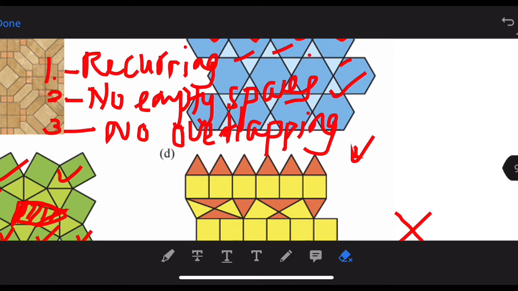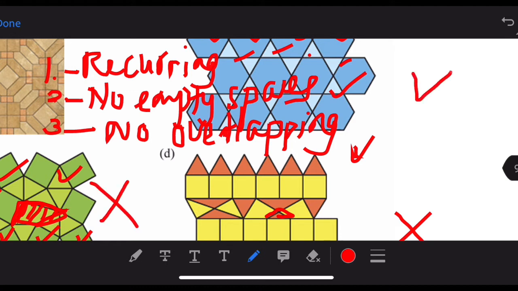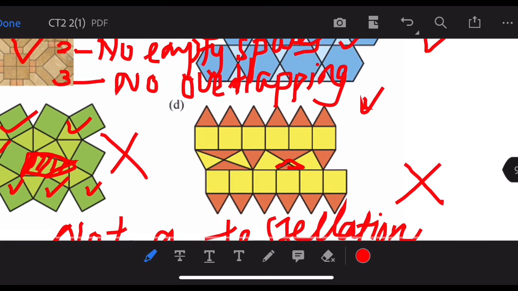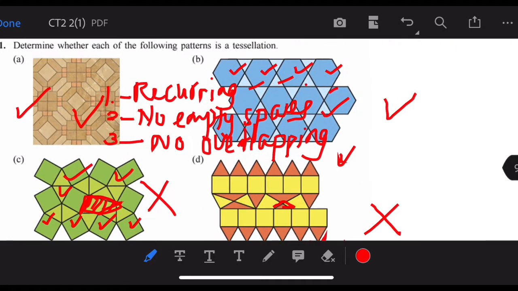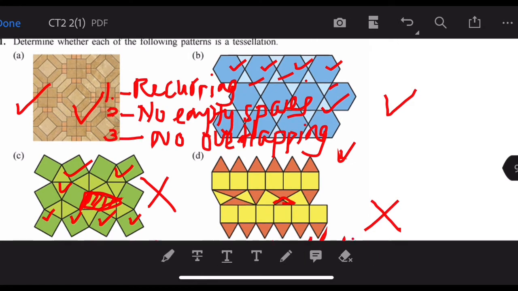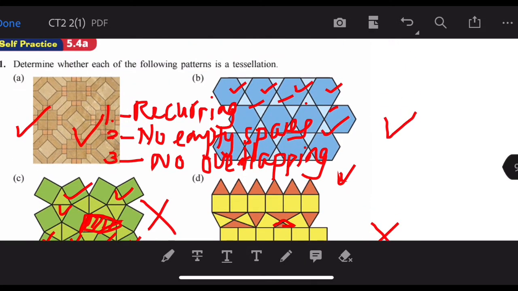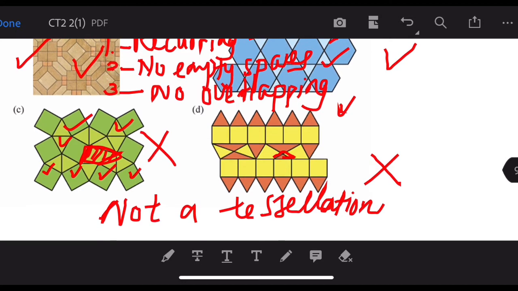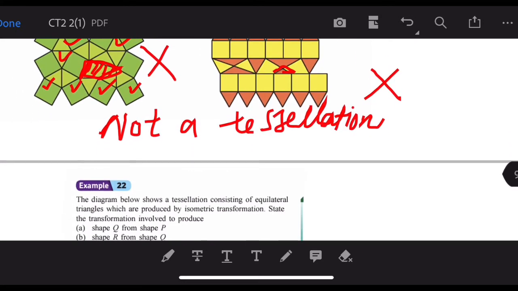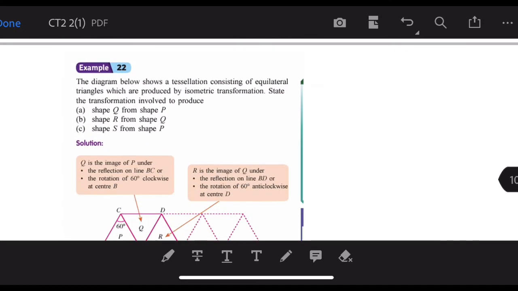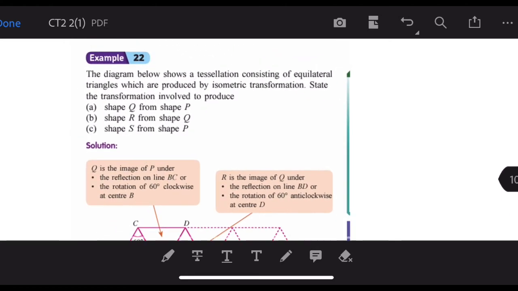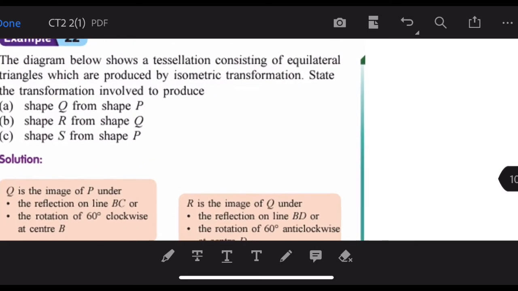So this one is not a tessellation, and we can say that if we observe carefully, we have a small triangle here, right? It's not repeating. So this one is also not a tessellation. So we have only A and B. Yes, they are tessellations. All right. So this is the answer for you to explain why it is a tessellation. Okay, so let's discuss question example 22.